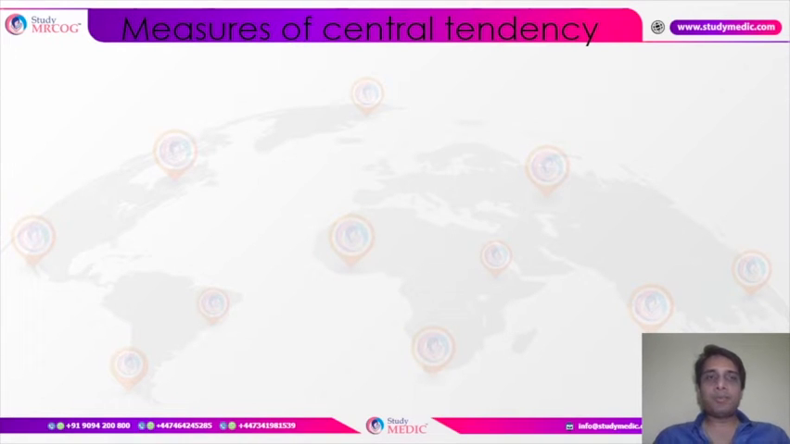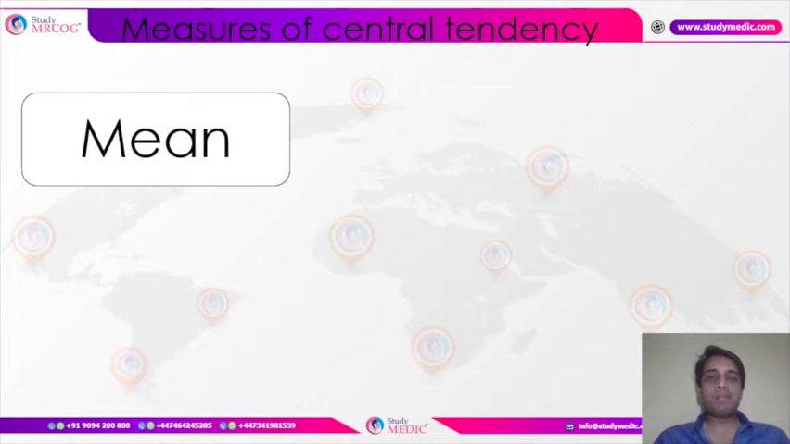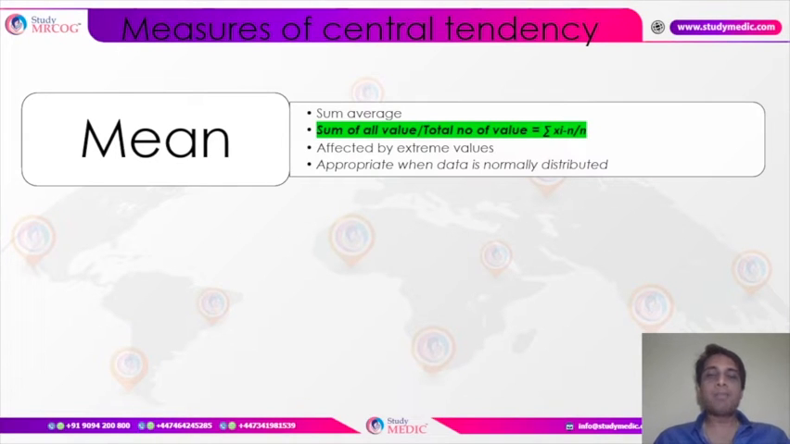Now let us discuss the measures of central tendency. The most important measure is the mean. Mean is the sum average, sum of all values divided by the total number of values. It is affected by extreme values. It is appropriate only when the data is normally distributed because it is affected by the extreme values.